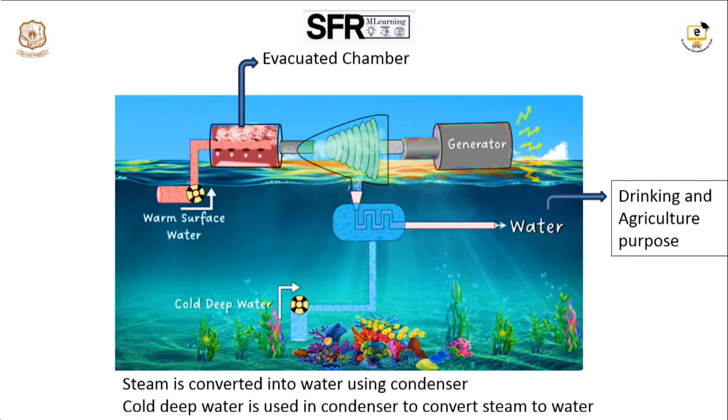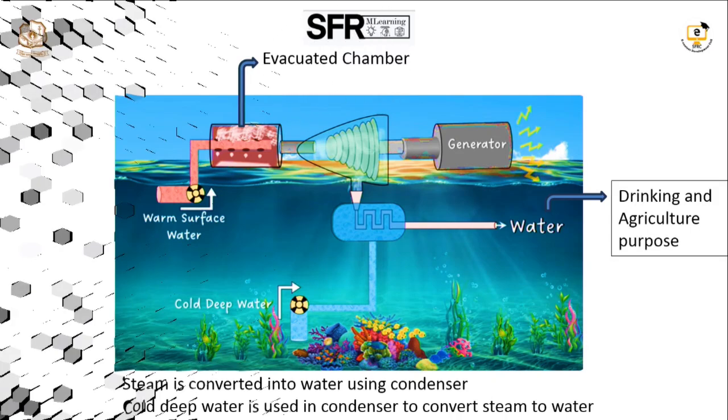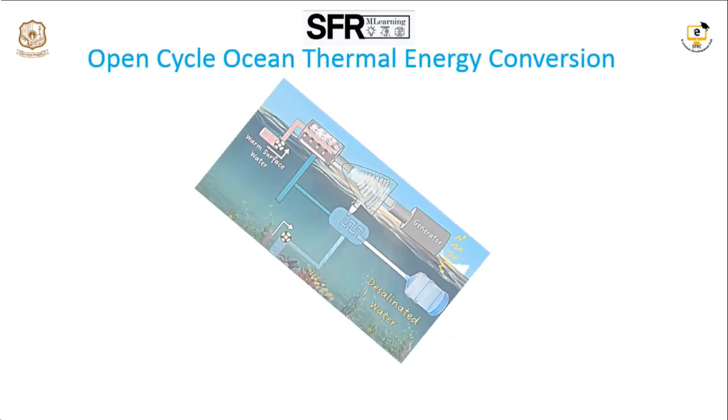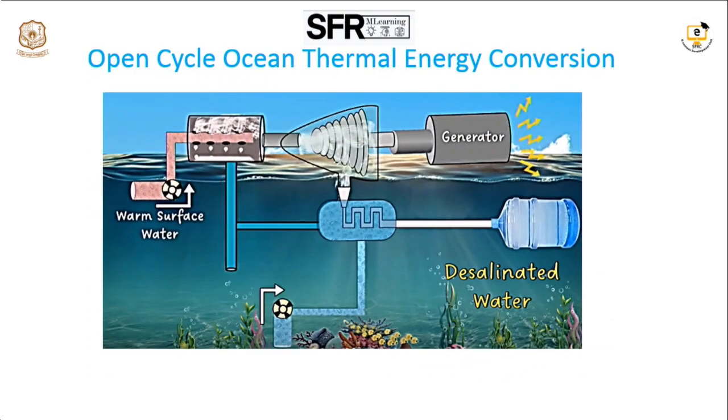The condenser is used to change the phase. Meaning, the steam is converted into water. For that purpose we are using the condenser. Here in the condenser we are using cold deep water, so that the steam is converted into water. That water is called desalination water. This water is used for drinking and agriculture. So this system is called open cycle ocean thermal energy conversion.